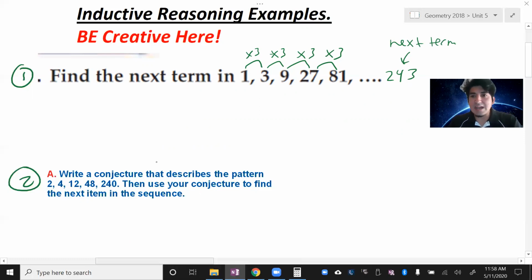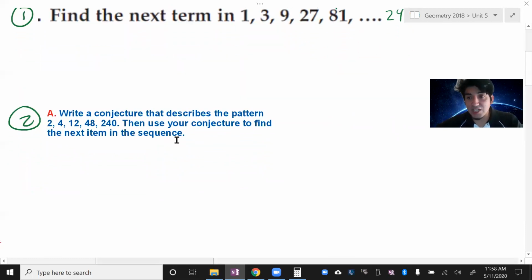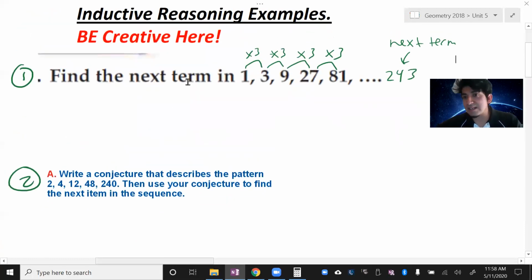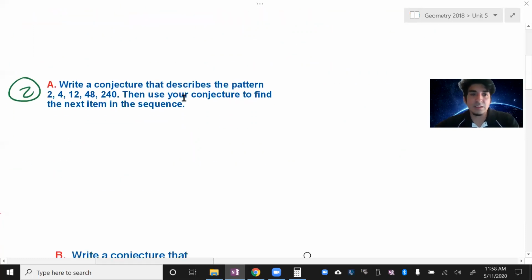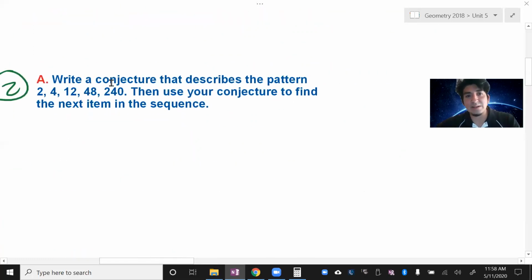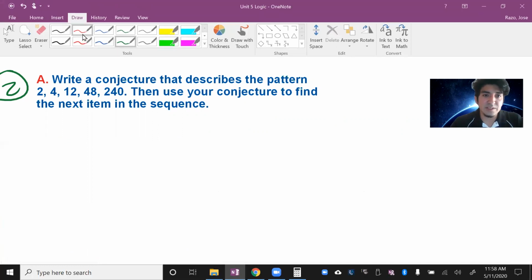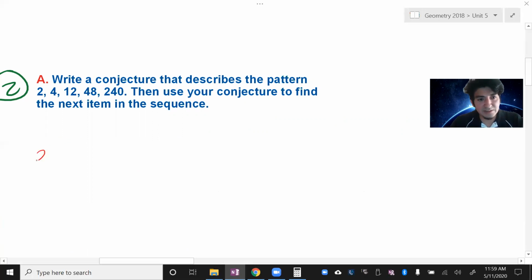Sometimes you'll have some of these where they ask you for a value, which is great because they'll probably be the most basic ones that you have to work with. Now, another one is going to ask you to write a conjecture. In this one, it didn't ask for it, just asked for the next term. And this one is asking to write a conjecture that describes the pattern that we see, and then use your conjecture to find the next item in the sequence. So I'm going to write these down.